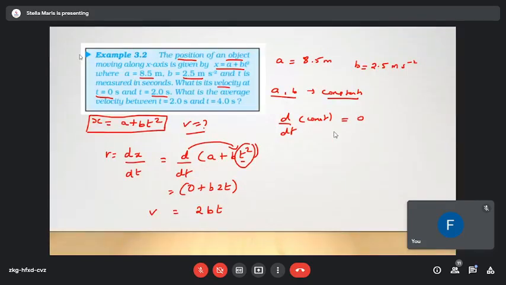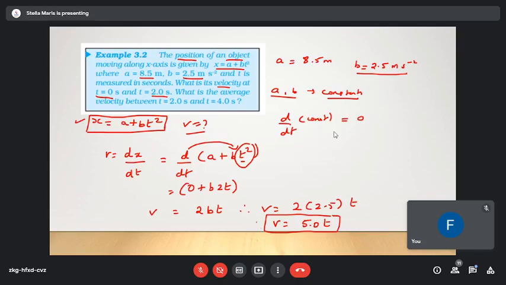So we were discussing, we are in the chapter motion in a straight line. Hope you can follow. So here we have found out velocity. Velocity is equal to 2bt. And the question they have given b value, that is 2.5 meter per second squared. So v is equal to 2 into 2.5 into t, so v is equal to 5.0 t. This is the velocity equation, not the velocity value. Like position, which is given in equation format, velocity is also given in equation format.